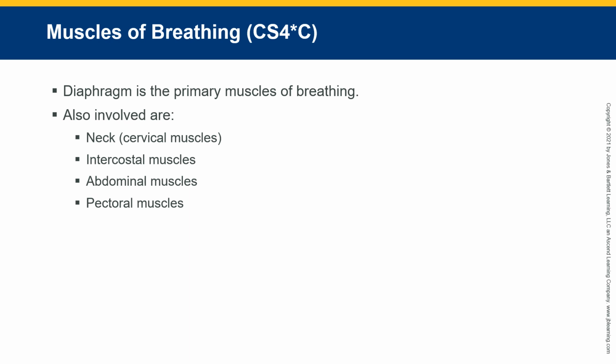For breathing, we use several muscles. The main muscle for breathing is the diaphragm. And in healthy, relaxed adults, most of the time it's the only muscle that we use for breathing. In other circumstances where we need to put a little more work into breathing, we'll use things like the cervical muscles in the neck, intercostal or between the rib muscles, the abdominal muscles, and the pectoral muscles.